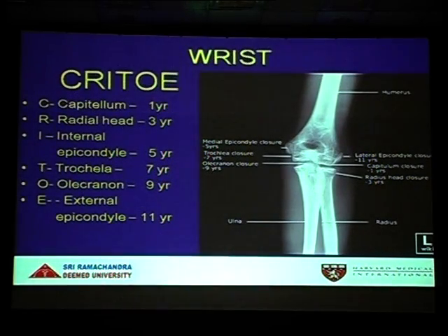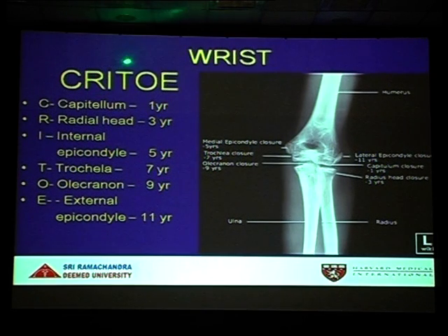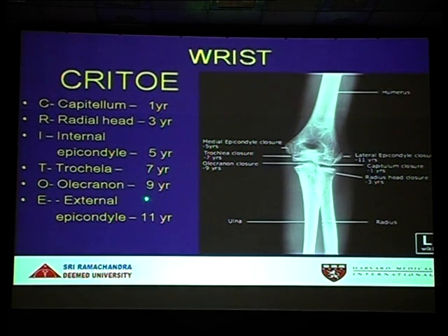So remember this mnemonic, cry toe. So in the elbow, capitulum will come in 1 year, radial head in the 3rd year, internal epicondyle in the 5th year, trochlea 7 years, olecranon 9 years, external epicondyle 11 years. 1, 3, 5, 7, 9, 11 years. So cry toe, when you want to assess the bone age, right?